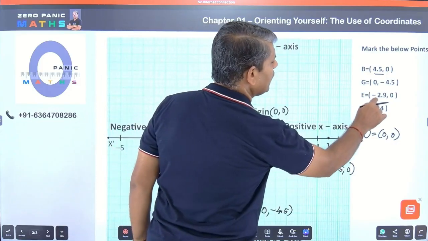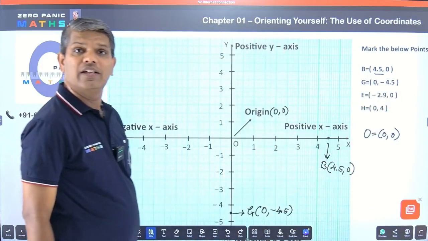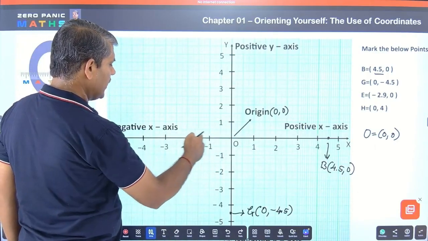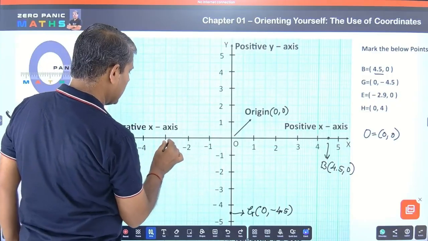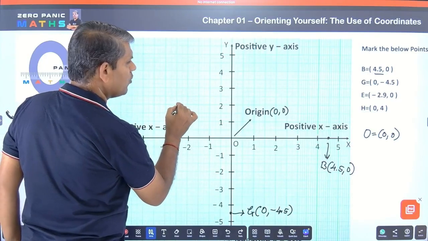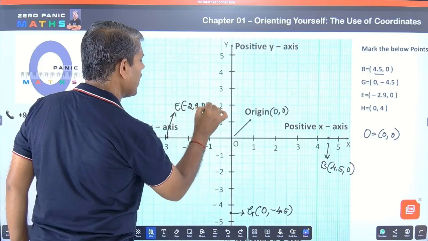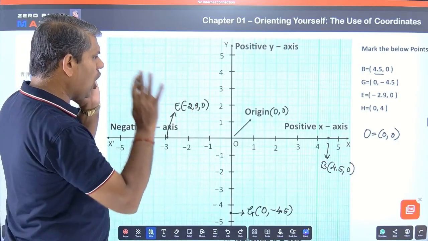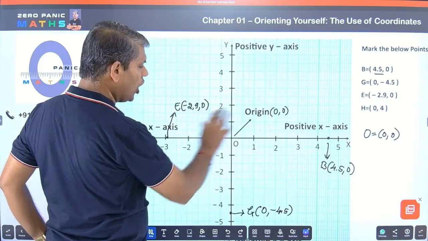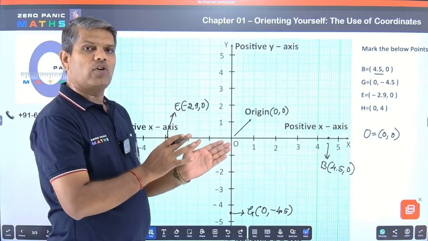Now similarly, you can see minus 2.9 for the x-axis and 0 for the y-axis. Again, a negative x-axis value is towards the left side from the origin, and it is 2.9. So this is that point, E, minus 2.9, and the y coordinate is 0. It is on the axis itself. All these 4 points that they have mentioned here are on the axis itself, where either x is 0 or the y coordinate value is 0.